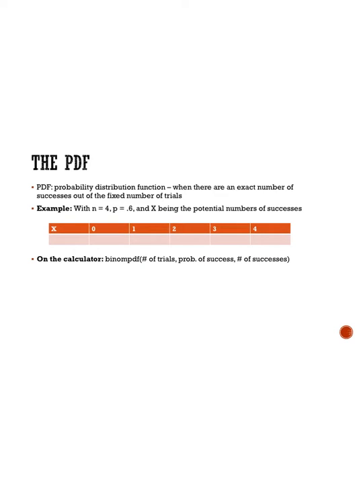So the way that I wrote down the formula on the last page was as a PDF where it was exactly 2 successes. So if we look at a situation here, PDF stands for probability distribution function, first of all, and that just means a probability distribution like you see here, and we have an exact number of successes.